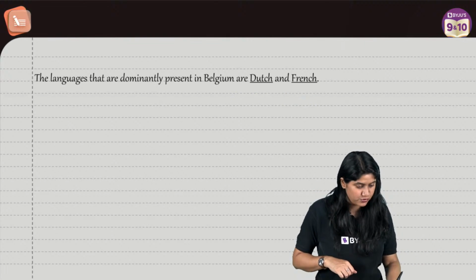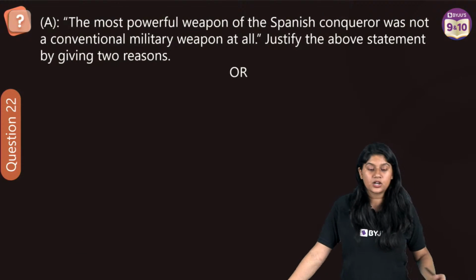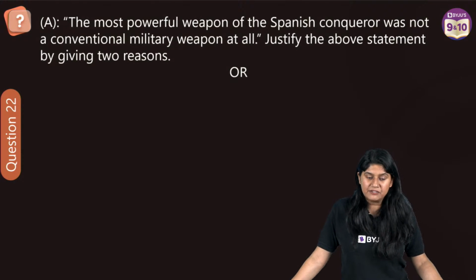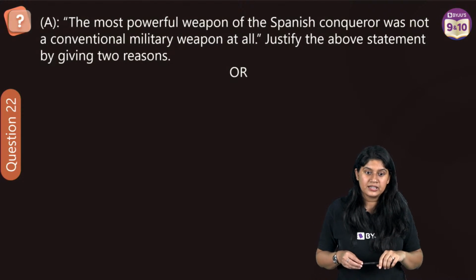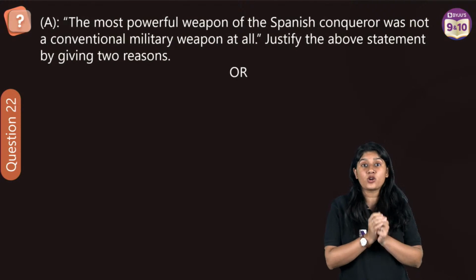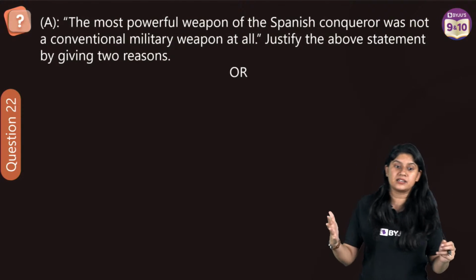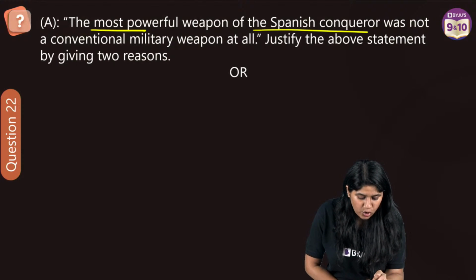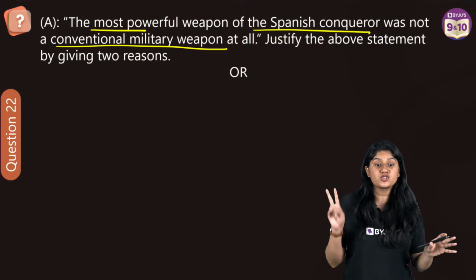Moving to the next question, which is from the chapter the making of the global world. How many of you have read the chapter? Luckily for us this time, we have only 3 topics in the beginning, 1.1, 1.2 and 1.3, which will be part of our board examinations syllabus. The rest of the chapter, you will probably have as an internal assessment assignment. The question is: the most powerful weapon of the Spanish conqueror was not a conventional military weapon at all. Justify the above statement by giving 2 reasons.